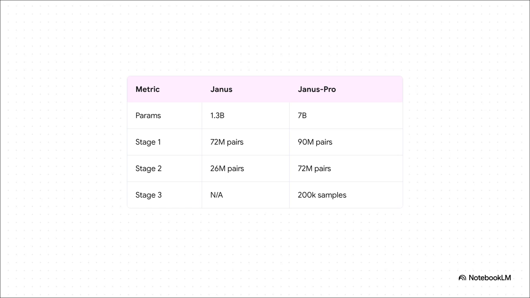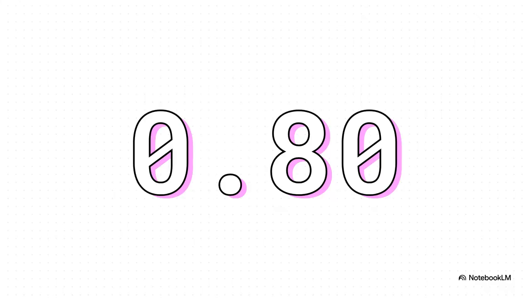But the data mixture, that is the real secret sauce here. Stage 1 alignment data jumped from 72 million to 90 million image text pairs. Stage 2 unified training soared from 26 million to 72 million pairs. And crucially, they added a stage 3, packing in 200,000 specific image generation instruction samples. This massive scaling results in an absolutely astonishing 0.80 GenEval score.